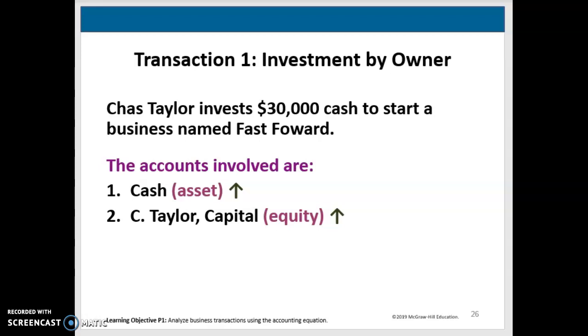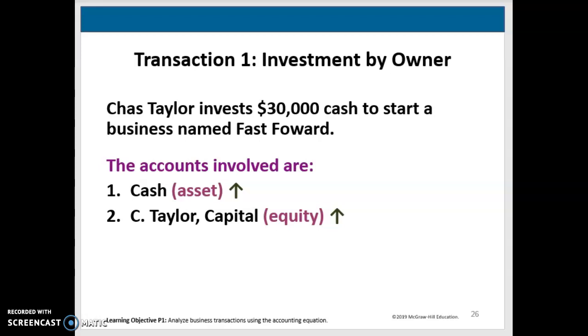So we can see that the cash account will increase by $30,000, and in exchange, Chaz Taylor capital will increase, because the owner, Chaz Taylor, is getting equity or capital in the company, so it's also going to increase by $30,000. So now let's see how the books of the company will appear after we record this transaction. So let's look at the flow of assets and liabilities.